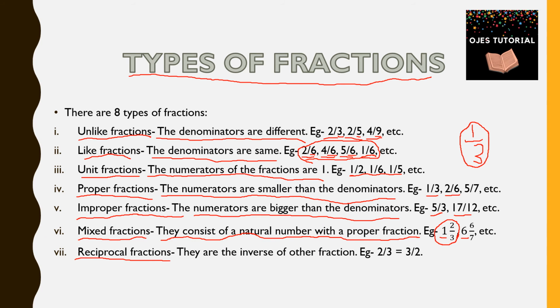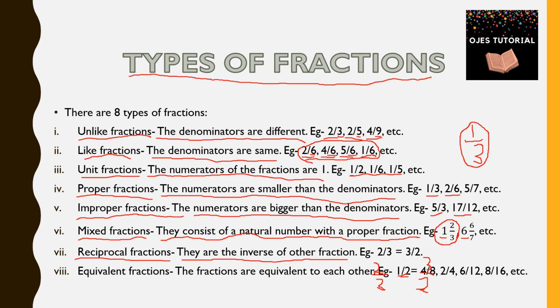Reciprocal fractions. They are the inverse of other fractions. That means for example, here a fraction, 2 upon 3. If we have to find the reciprocal of 2 upon 3, we just write the inverse. That means the numerator becomes the denominator and the denominator becomes the numerator. So what will happen? Here 2 will become the denominator, meaning 2 will come down and 3 will come up. So the reciprocal of 2 upon 3 is 3 upon 2.